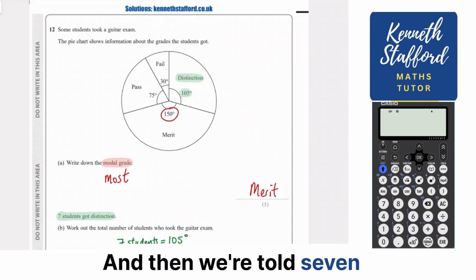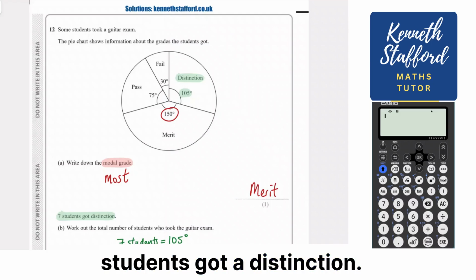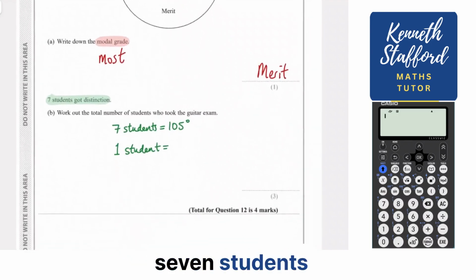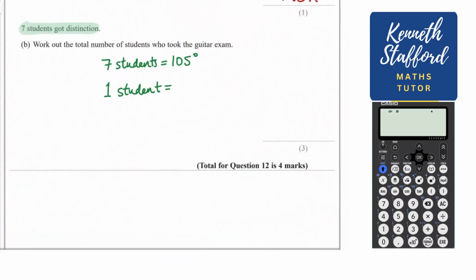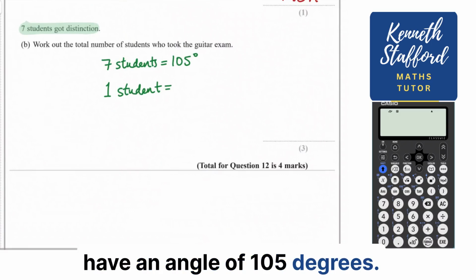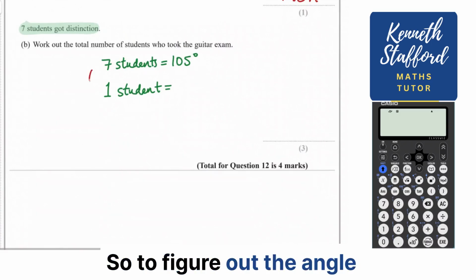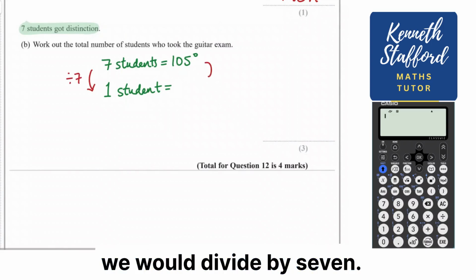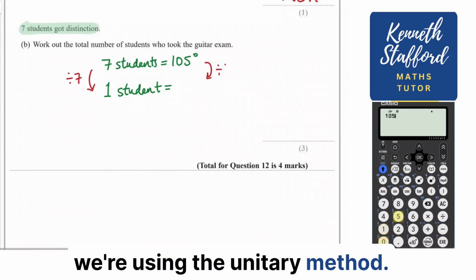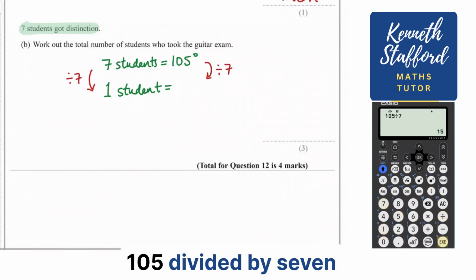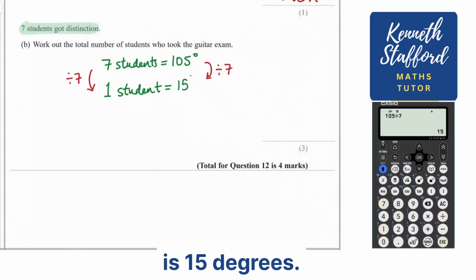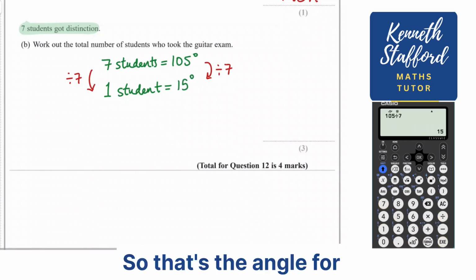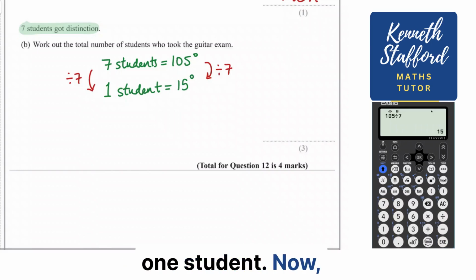And then we're told 7 students got a distinction. And we know that those 7 students have an angle of 105 degrees. So to figure out the angle for one student, we would divide by 7. Again, we're using the unitary method. 105 divided by 7 is 15 degrees. So that's the angle for one student.